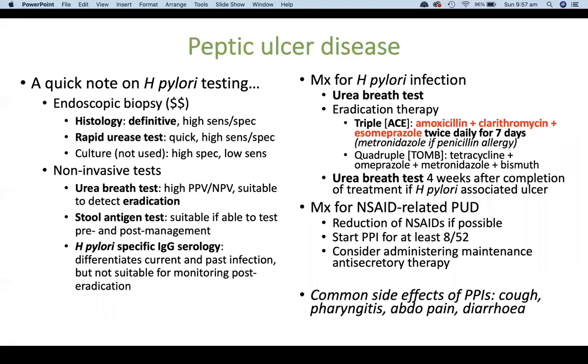But if I were you in an OSCE, I would just stick with urea breath test. It's the simplest and the test that a lot of people go for. Remember this. So your triple therapy, ACE, I remember that by: amoxicillin, clarithromycin, and a PPI, esomeprazole in this case, for 7 days. Yeah, that's pretty much the main thing to know from this slide.